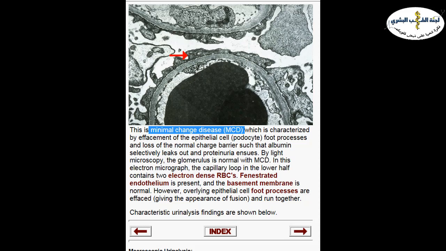Actually, minimal change disease is the most common disease that leads to pediatric nephrotic syndrome. So if a child presents to you with nephrotic syndrome, the direct diagnosis is mostly minimal change disease. We directly give them steroids even without biopsy, and most of them will respond well to steroids, and their renal function and urine tests will come back to normal. So it's a good disease most of the time.